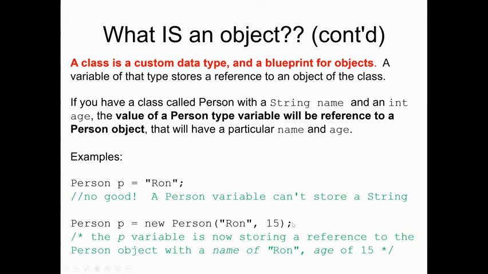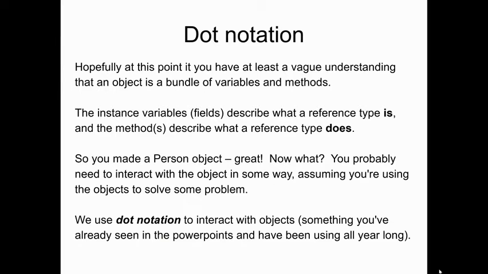Hopefully at this point, you have at least a vague understanding that an object is a bundle of variables and methods. The instance variables or fields describe what the reference type is, and the methods describe what the reference type does. So you made a Person object. Great. Now what? You probably need to interact with the object in some way, assuming you're using the objects to solve some problem. We use the dot notation to interact with objects, something you've already seen in the PowerPoints and have been using all year long.